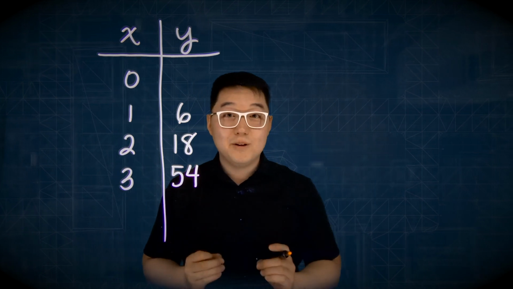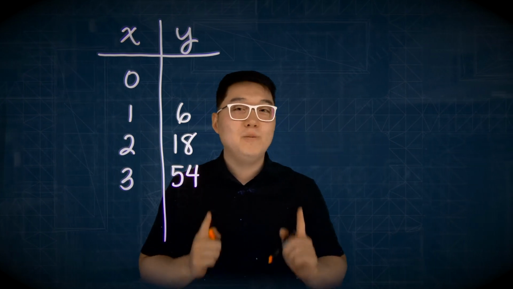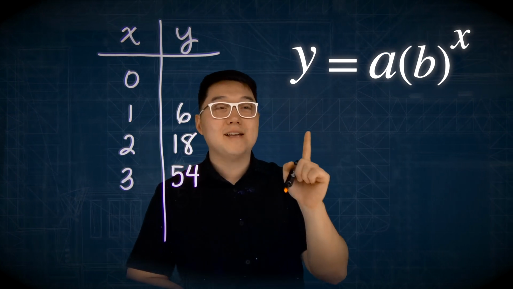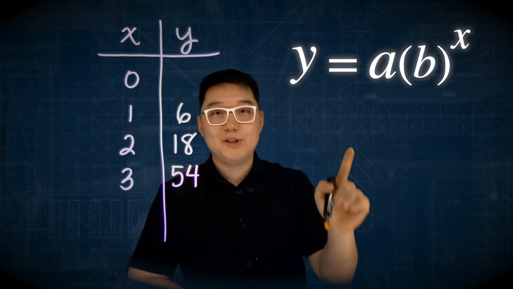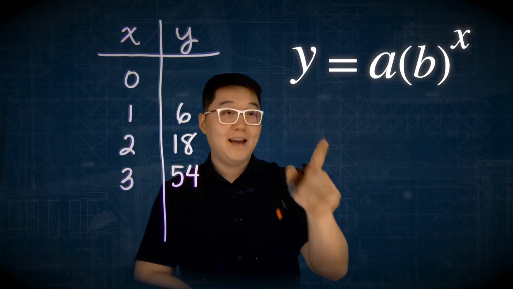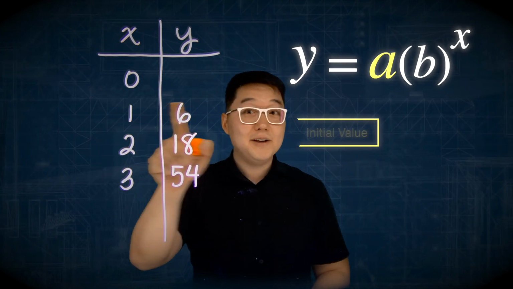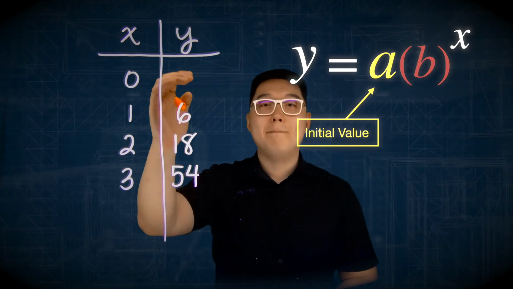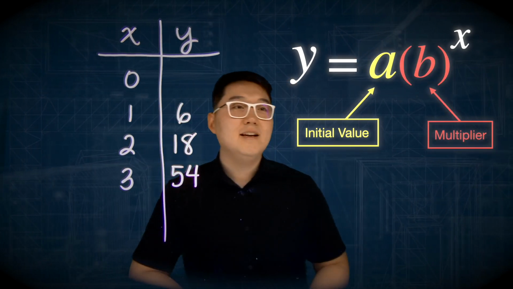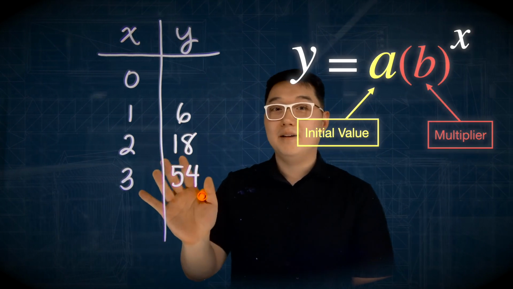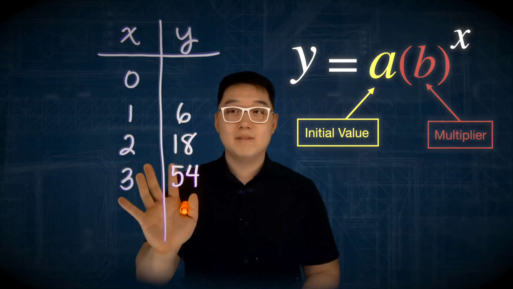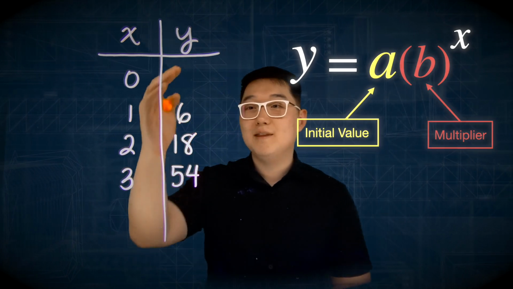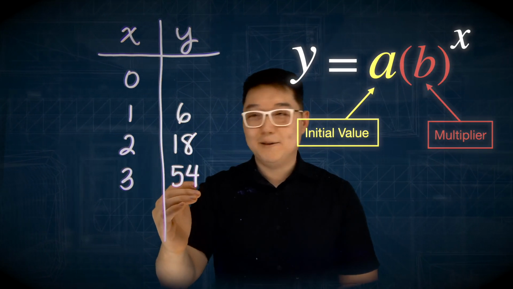So in general, to write an exponential equation, we can follow this formula. Y equals a times b to the x power, where a represents the initial value when x is 0, and b represents your multiplier. So here's another example of an exponential function. We need to figure out the initial value, that's the a value, and the multiplier, the b value.